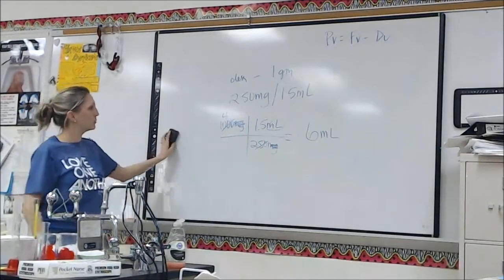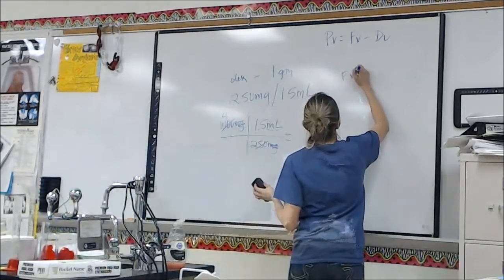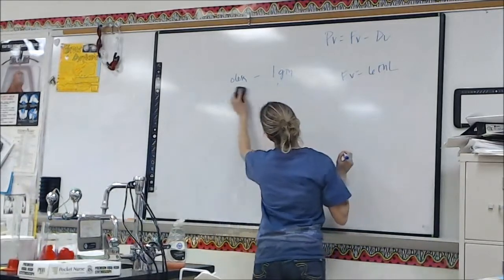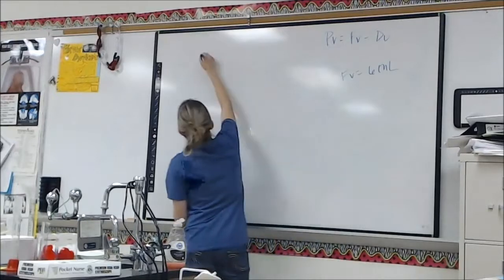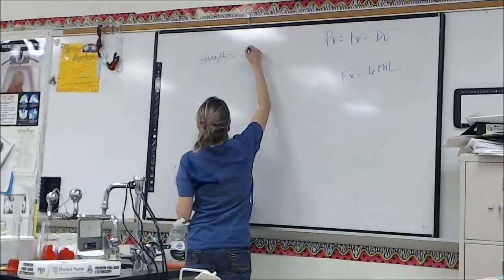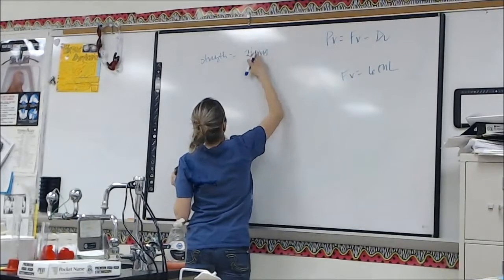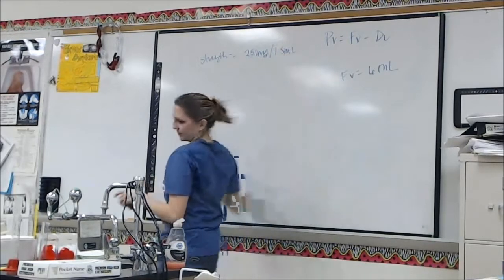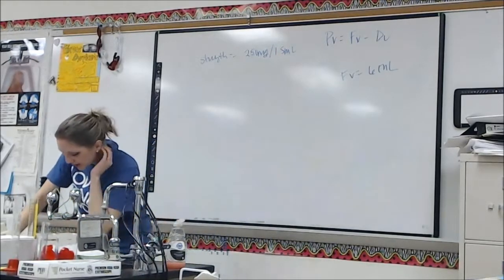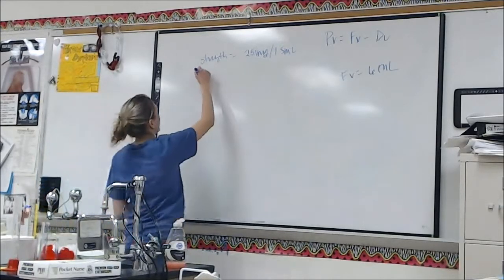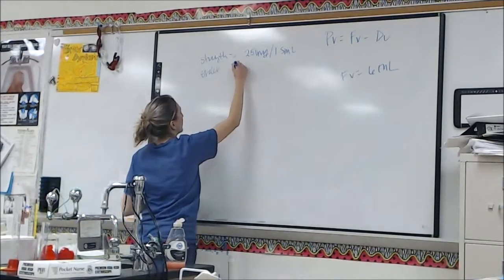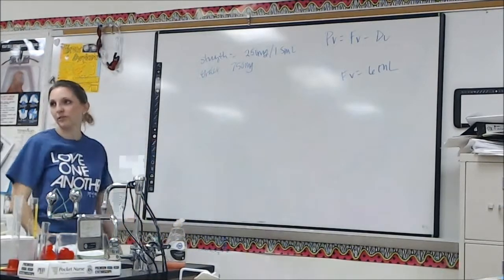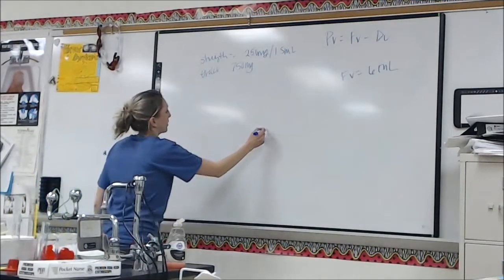So here's where we get into it. I'm going to put our final volume equals 6 milliliters. Now we've actually got to figure out our dosage here. Our strength is 250 milligrams in 1.5 milliliters. So how are we going to figure this out? Now our order, what's our order? 750 milligrams every 6 hours. And we just want to know how much is given for a dose.